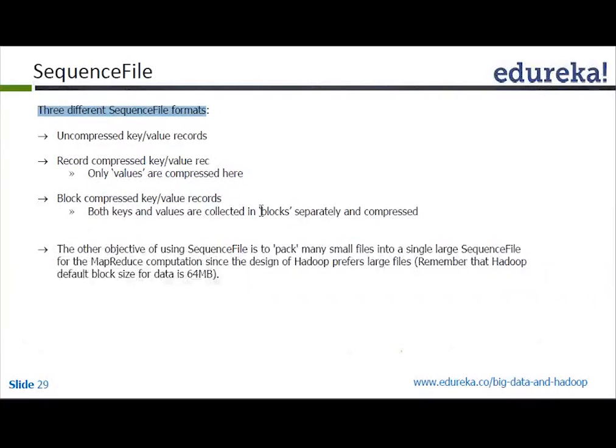There are three types of sequence file format. Either you can have uncompressed key value pairs, you can have record compressed where only values are compressed, or block compression where both keys and values are collected in blocks separately and they are compressed. So the first reason for the sequence file is when you want to use binary data. The other objective of the sequence file is if you are having a lot of small files, then we know that the performance of MapReduce will be less because every file will be stored in one block.